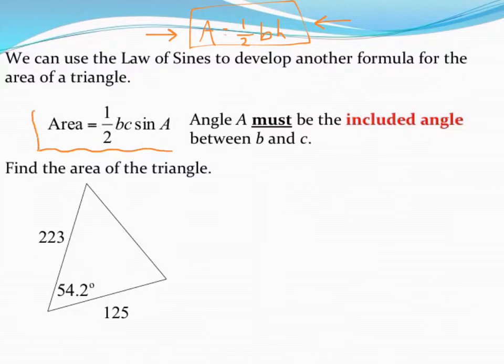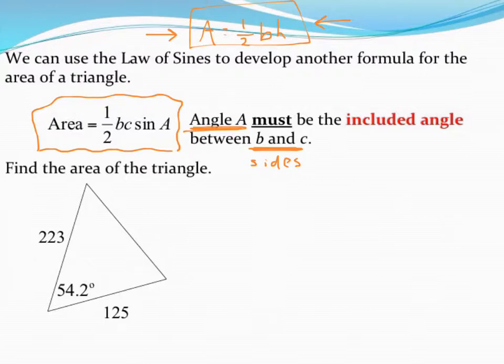So here's my formula. It's 1/2 times b times c times the sine of a. Those letters could be any letters really, but what's important to note is that whatever your angle is, in this case angle A, it must be the included angle, the angle in between sides B and C. So they may change names, they may not be A, B, and C, but as long as you have two sides with the angle in between them, you can use this formula.